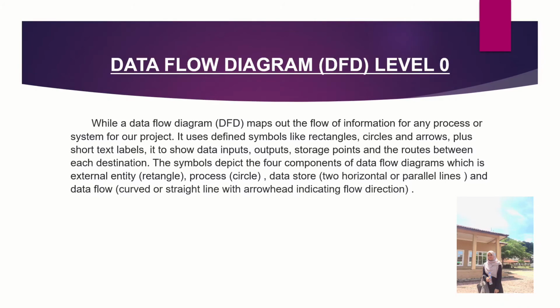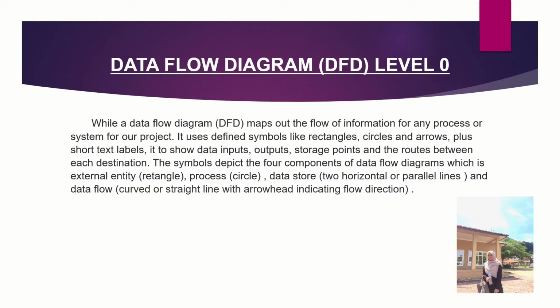Next is the data flow diagram, DFD level 0. A data flow diagram maps out the flow of information for any process or system, for our project. It uses defined symbols like rectangle, circle and arrow plus short text labels to show data input, output, storage points and the routes between each destination.